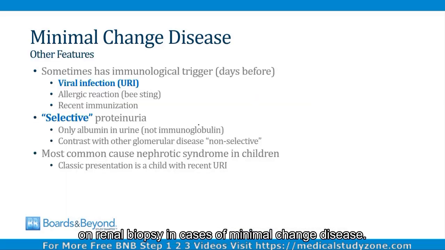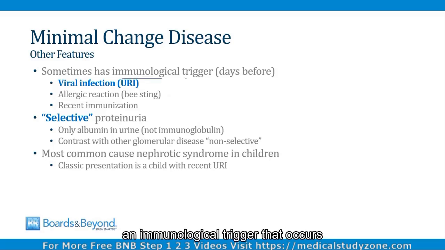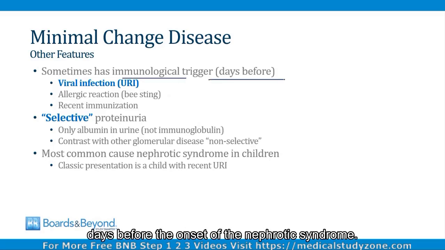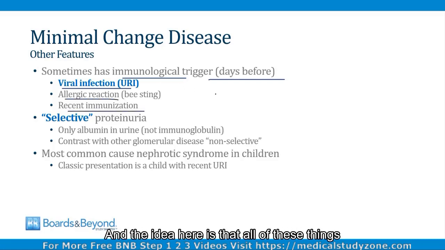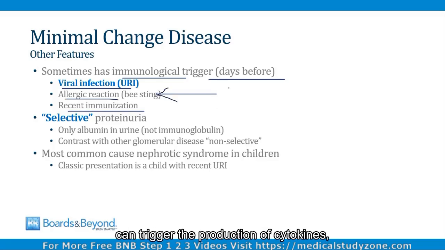change disease. Minimal change disease sometimes has an immunological trigger that occurs days before the onset of the nephrotic syndrome. One of the classic ones is a viral infection like an upper respiratory infection. Others are an allergic reaction like a bee sting or an immunization. And the idea here is that all of these things can trigger the production of cytokines, and those cytokines can go to the kidneys and trigger minimal change disease.